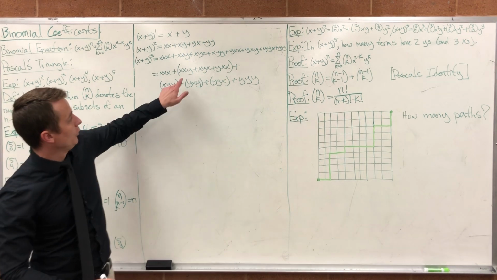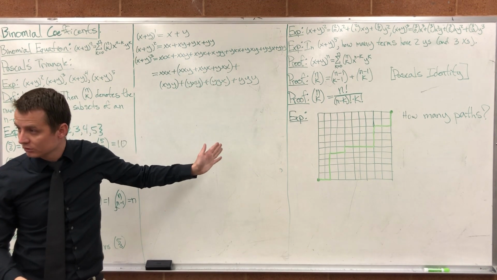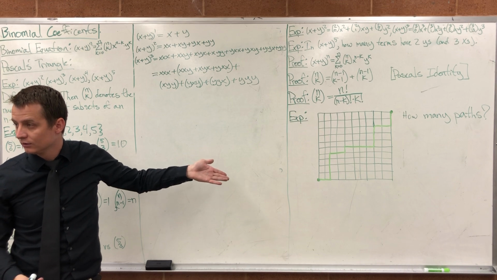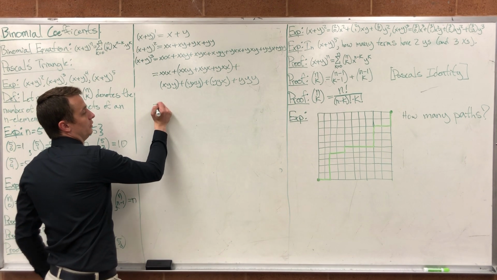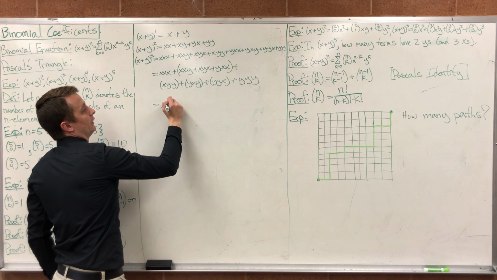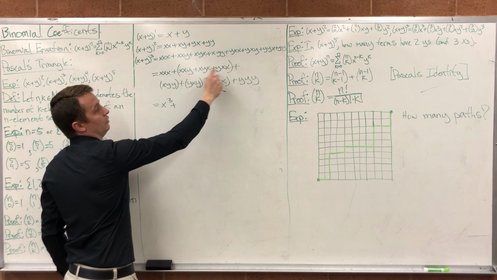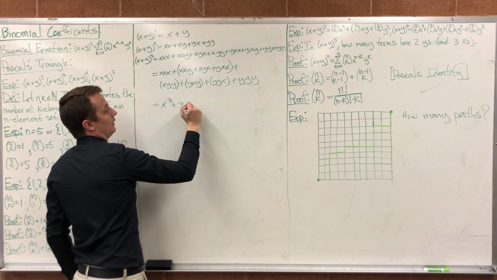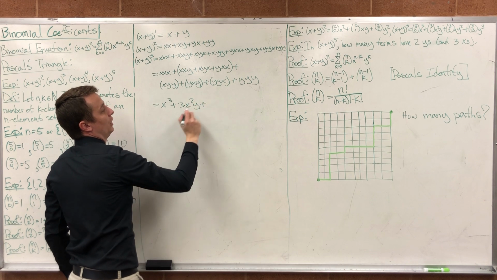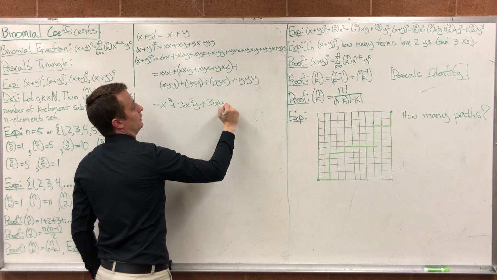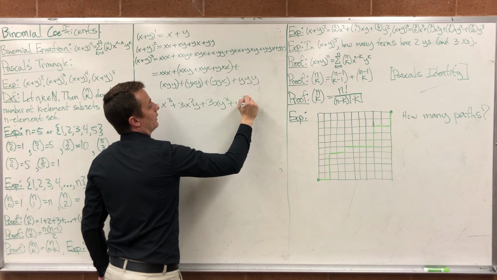Now in algebra, we call those things like terms. And so this would be equal to, now just writing out the algebra, x cubed plus 3 that had 2 x's and 1 y, plus we had 3 that had 1 x and 2 y's, plus 1 that had 3 y's.